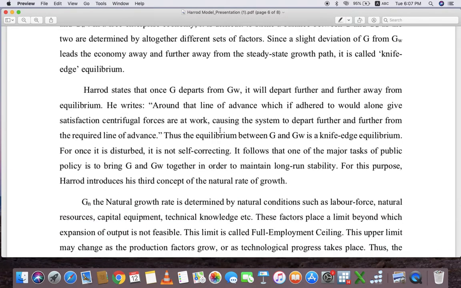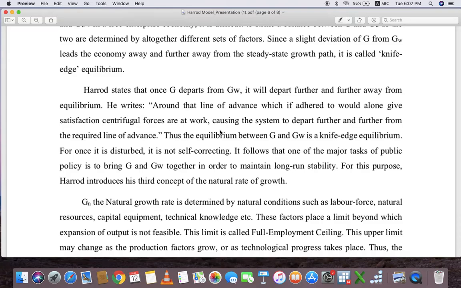So, Harrod states that once G departs from GW, it will depart further and further away from equilibrium, and he wrote that around this line of advance, which if adhered to would alone give satisfaction, centrifugal forces are at work causing the system to depart further and further from the required line of advance.